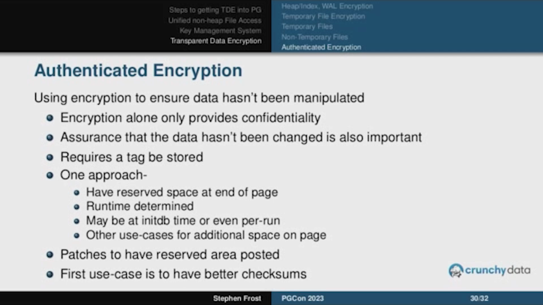So yeah, talking about authenticated encryption again here. Like I was saying before, encryption alone only provides confidentiality. It doesn't provide any assurance that the data hasn't been changed, but that's really important to have, right? And that requires this tag to be stored. So our approach is to have this reserve space ideally added onto every page so that we can do this. We've got patches for that, and we're going to continue to work on it and move down this road and see what we can do.